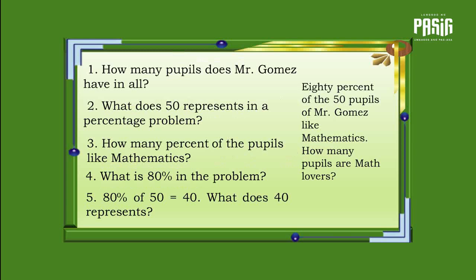Question number 1. How many pupils does Mr. Gomez have in all? Question number 2. What does 50 represent in the percentage problem? Question number 3. How many percent of the pupils like mathematics? And number 4. What is 80% in the problem? And number 5. 80% of 50 is equal to 40. What does 40 represent? So I'm giving you 20 seconds to answer these questions. And your timer starts now.